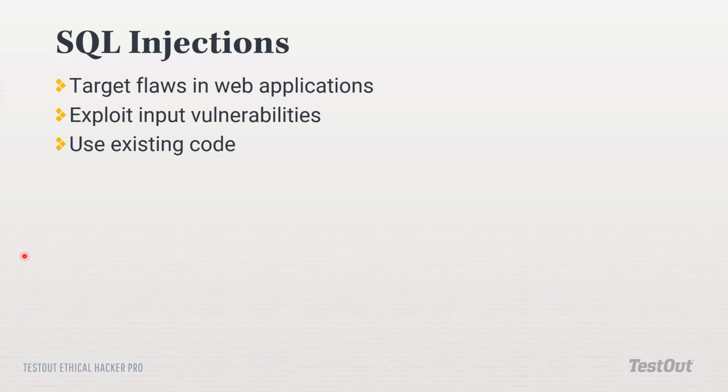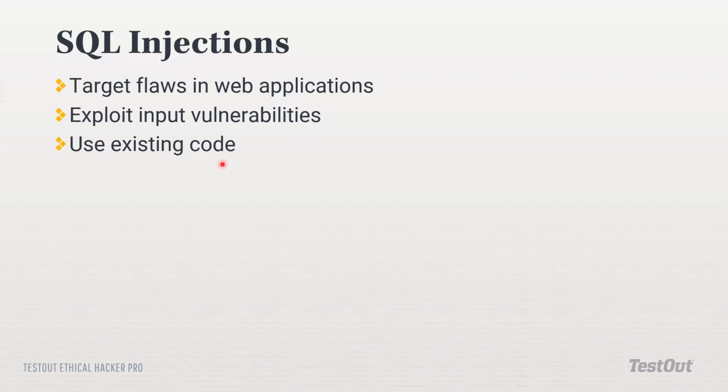Let's talk about a SQL injection. So this is going to target flaws in web applications. It's going to exploit the input vulnerabilities. So like select all of everybody with the name that starts with a C, right? And it's going to give me everybody whose name starts with a C. And maybe that input vulnerability is not supposed to be there, but we're able to get it. And there's different ways to do it as well.